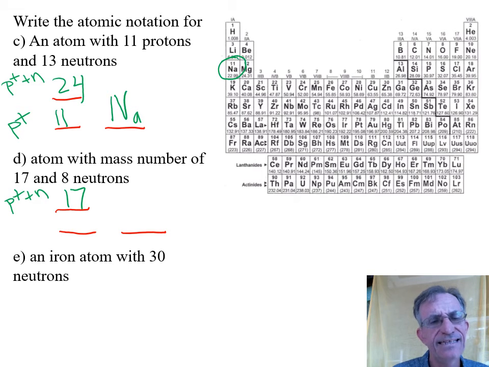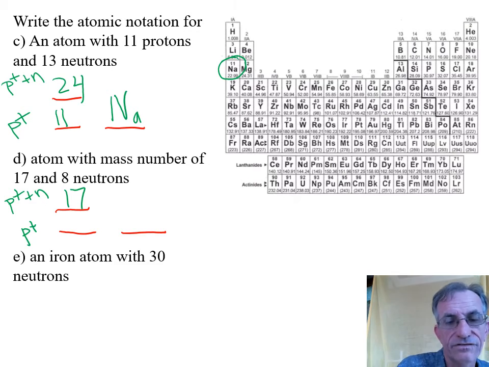And then I say 8 neutrons. Mass number 17, 8 neutrons. Now, what goes in the bottom blank again? It's not the number of neutrons, right? The number in the bottom blank is your number of protons. So please don't write 8 down there. What number belongs in the bottom blank? We got to do a little scratch work here. 17 minus 8 is 9. This should be 9 here.